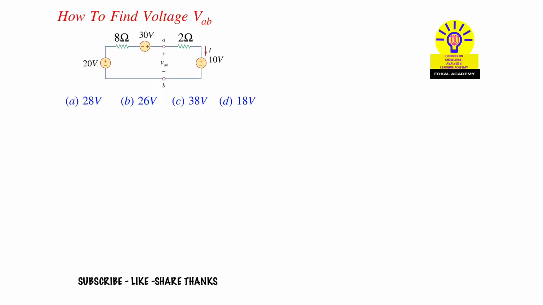Hi everyone, in this problem one circuit is given. In the circuit, how can you find the voltage VAB across A and B node? Here three voltage sources are there, 20 volts, 30 volts and 10 volts. How can you find the voltage VAB?